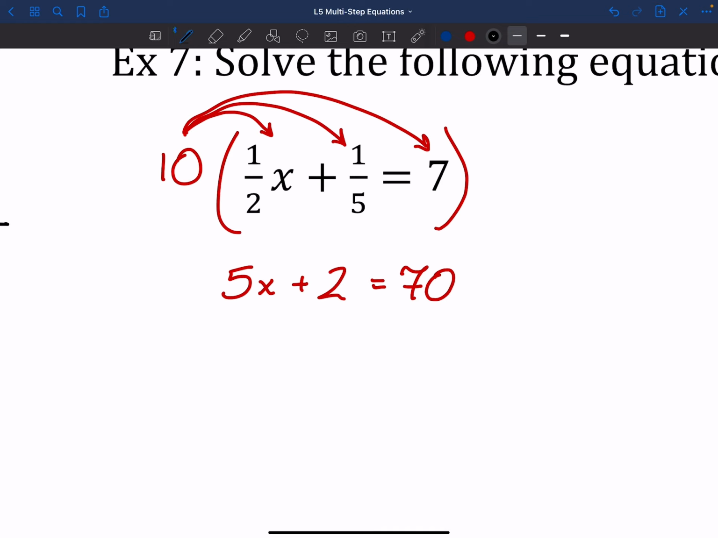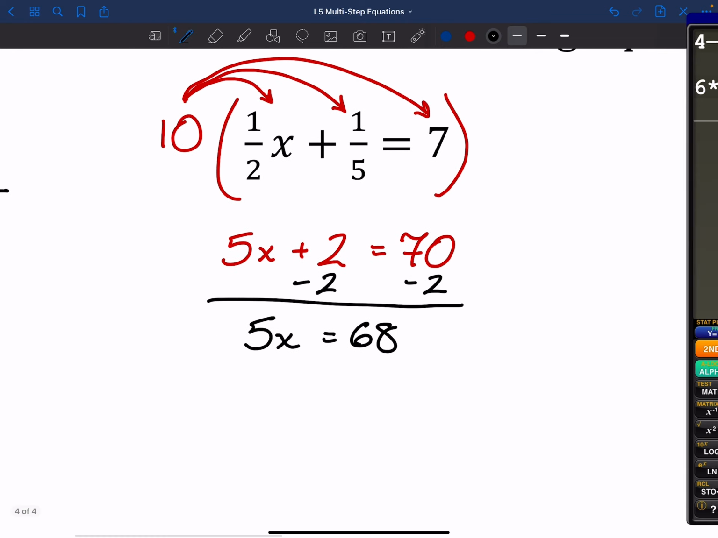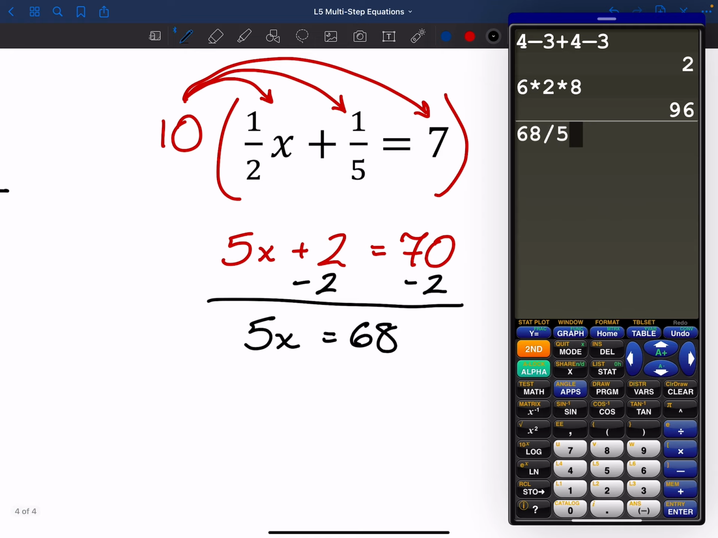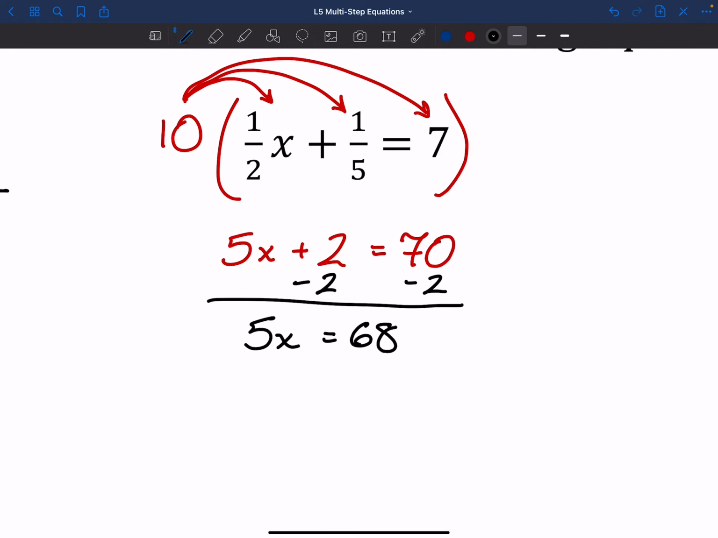What I'm going to do from here is move my constants away from where my variables are, which means moving that 2 on over. We're going to get 5x equals 68. And oh man, this is not going to come out too pretty, but that's okay. So 68 is going to get divided by 5. We're going to get 13.6. So divide everything by 5 on each side.